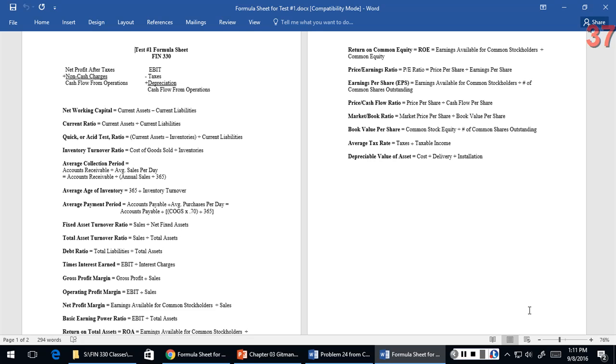Is common equity the same thing as equity? Common equity is going to be those two items added together, your common stock plus retained earnings.